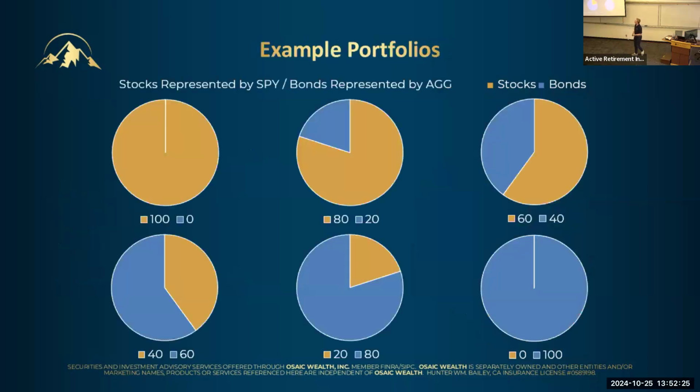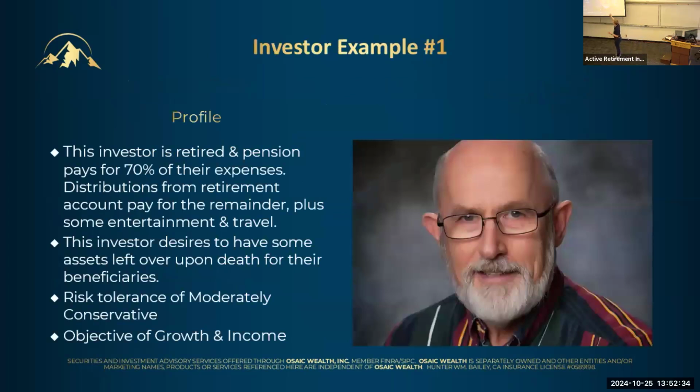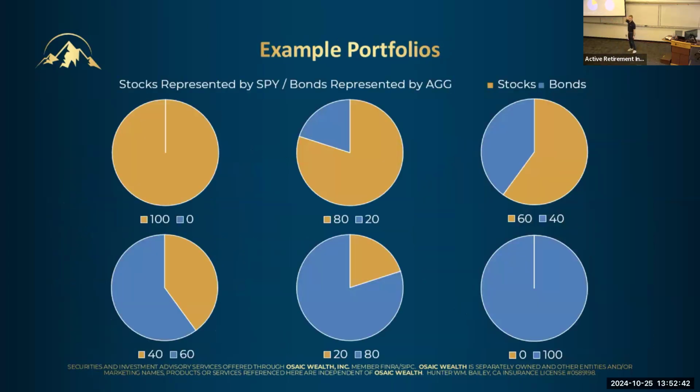Okay, so looking at this selection, which of these seems like it would make the most sense for him? Remember, most of his income is covered by his pension, and there's a little bit of distributions that pay for the rest, and he wants to have some left over at the end. So if we're looking at this nice little menu of six portfolios, what would you pick?